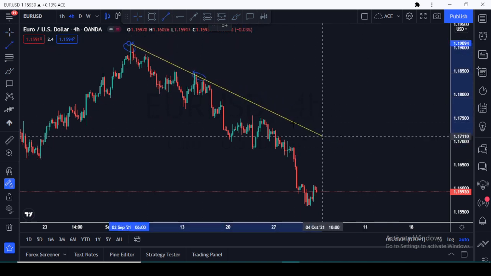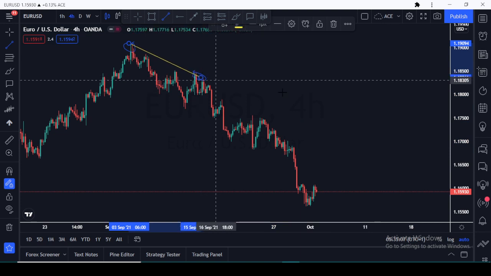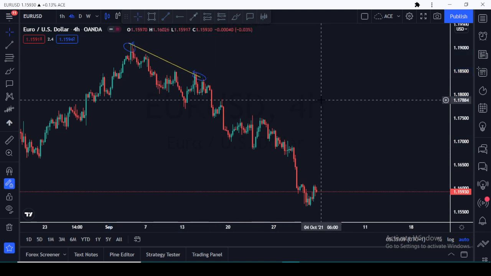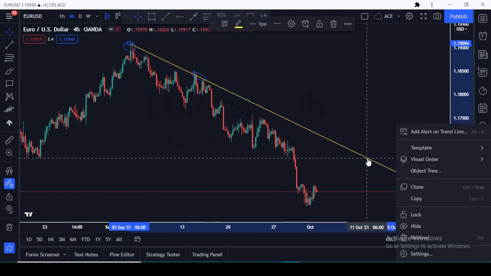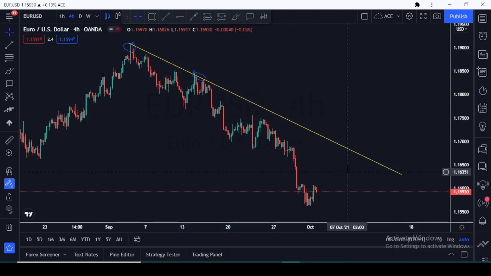So we draw our trend line. We don't just draw our trend line and keep it like this. We are anticipating that price will get back to it. So when we draw our trend line, we want to stretch it out so that whenever price wants to come back to it, we'll be ready to execute our trades.